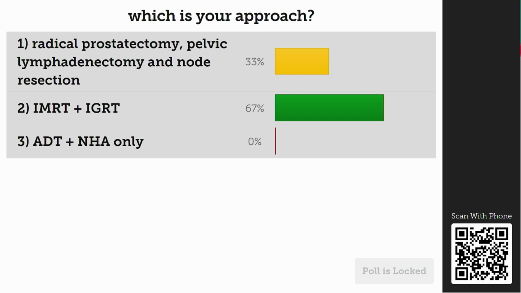So the majority would go for radiation therapy, okay, and then the minority would go for radical prostatectomy. Now, maybe I can ask the ones who have chosen radiation treatment, would you only radiate the prostate and the pelvic lymph nodes? Or would you also somehow include this PSMA avid lesion close to the rectum by stereotactic radiation therapy or whatever? What would be your approach?